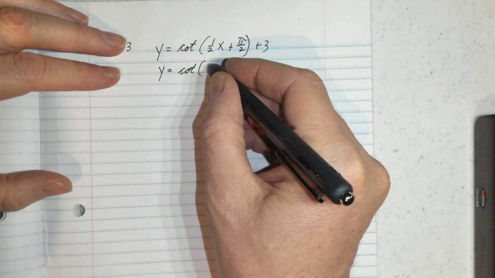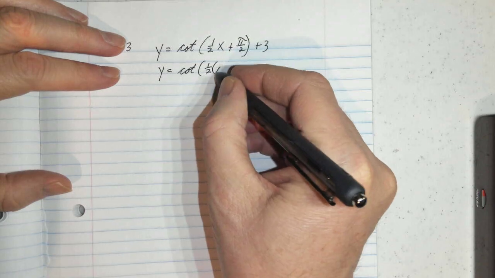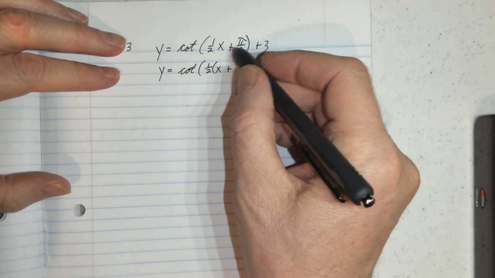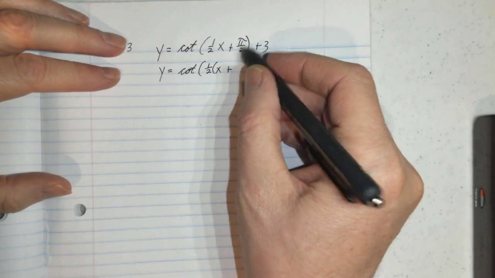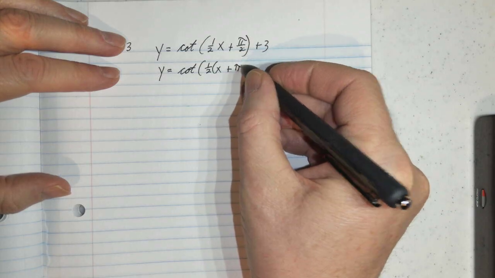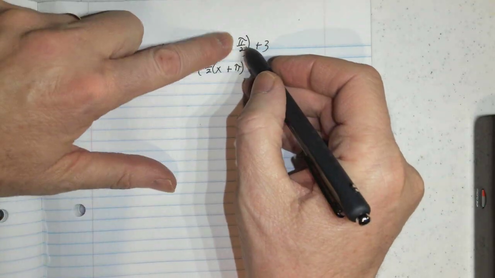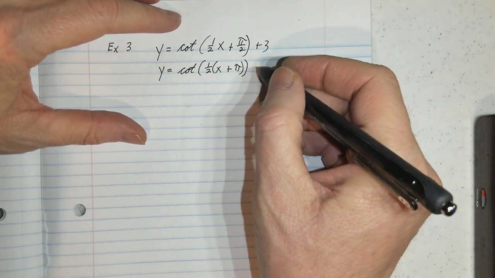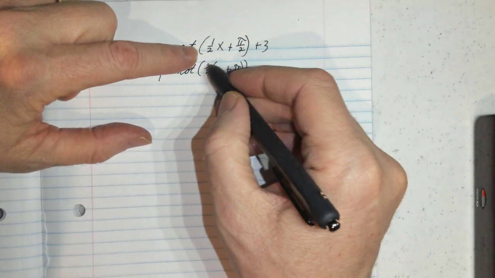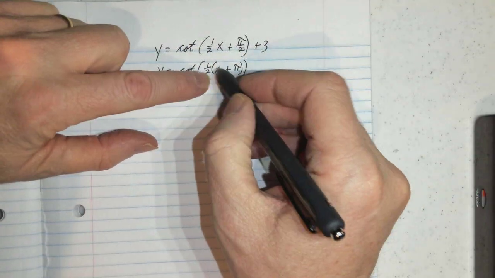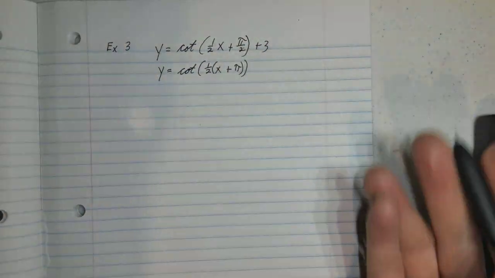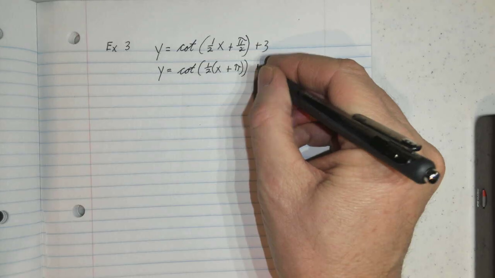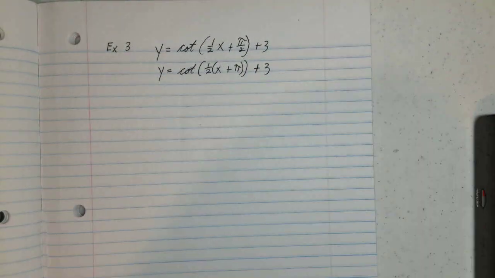Inside the parentheses. So we're going to take the 1/2 out, x plus, and then half times pi is pi over 2. So we take pi over 2, divide by half, you're going to get pi. And just think, if you distribute that, you're going to have this. But we factor this out. It just makes it easier to look at the phase shift in context of our old translation examples.